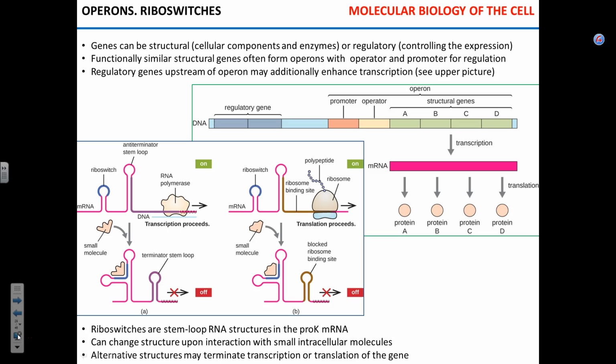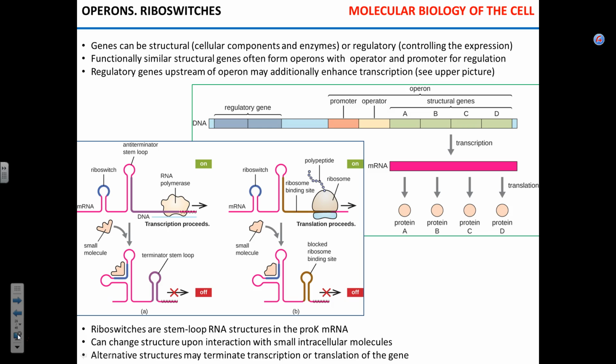Think about a construction team, like people that do roofing, okay? You don't hire one guy here, one guy there. Usually what happens, you call the company and they send the entire team of people and each of them knows his specialty and they do the roofing, okay? So it's a team. Operons are teams of genes. Does that make sense?